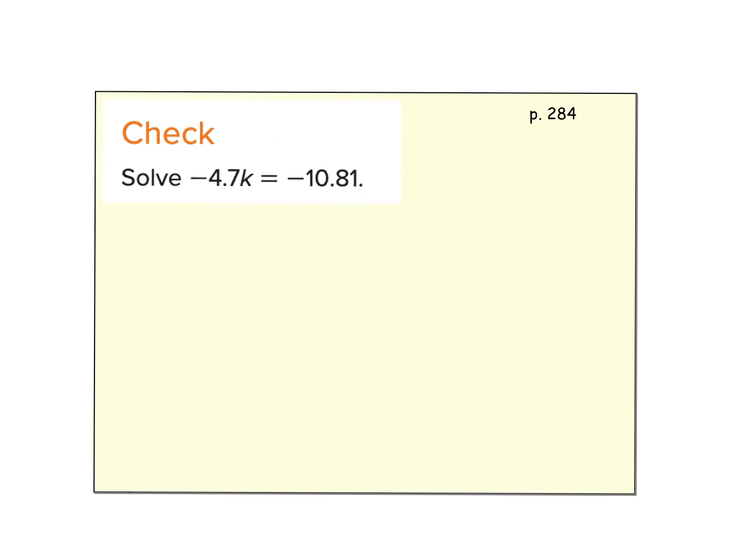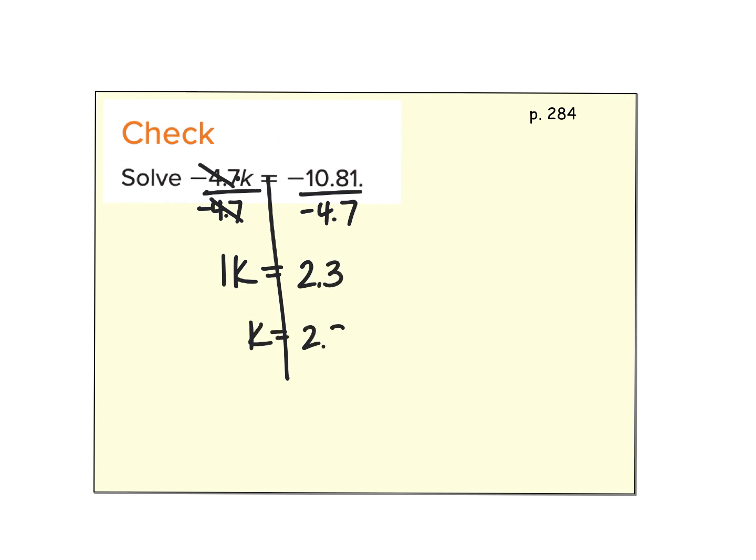All right, so if you do this one, again, right now it's multiplying by negative 4.7. So let's divide by negative 4.7. So you always want to kind of do the opposite operation. Okay, well, negative 4.7 divided by negative 4.7 is a positive 1K. And then if I do 10.81, I'm going to have to go to my calculator, divided by 4.7, I end up with positive 2.3. So K equals 2.3.